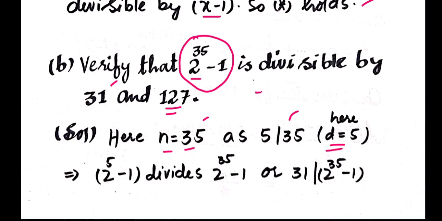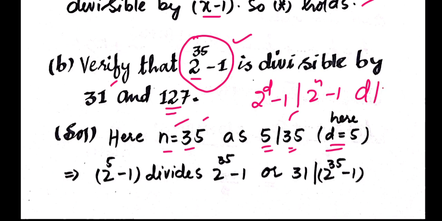In the previous part, we have proved that 2 raised to power d minus 1 divides 2 raised to power n minus 1. So when you compare this number 2 raised to power 35 minus 1, we get n is equal to 35. Now as 5 divides 35, according to this question, d was the number that divides n. So here our d is 5.